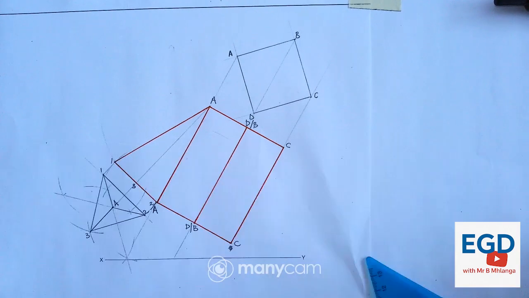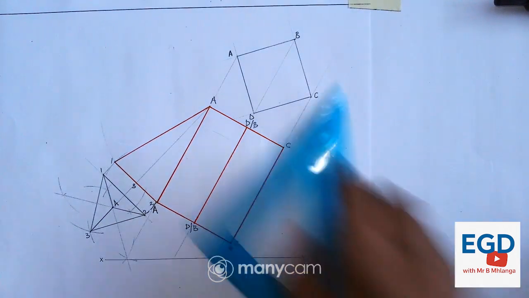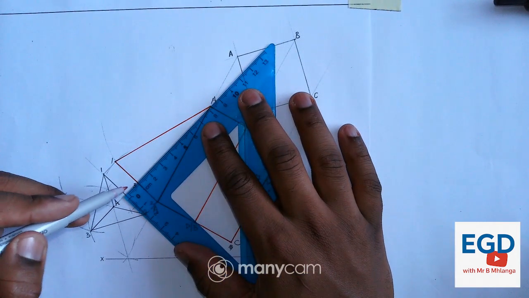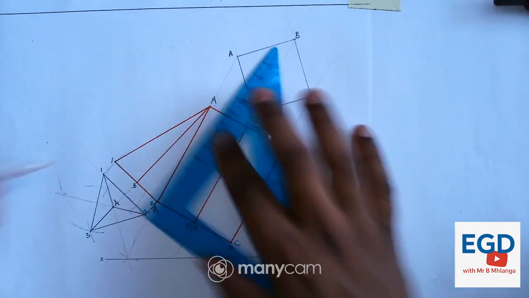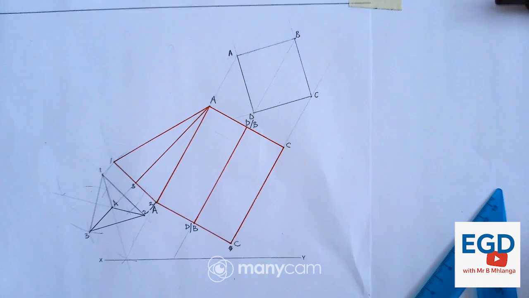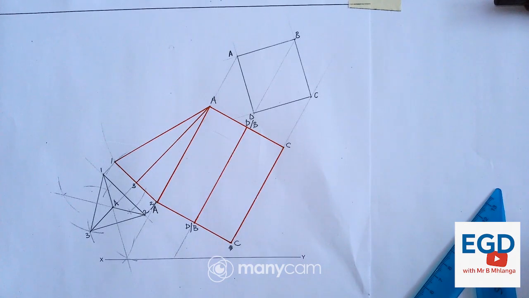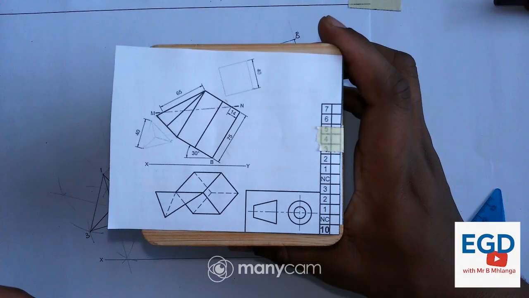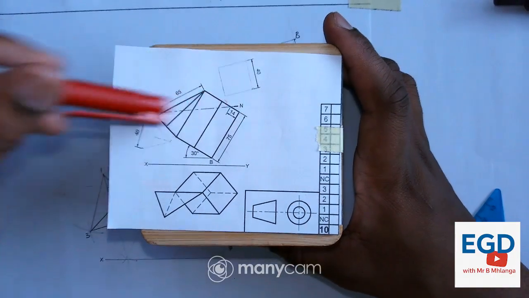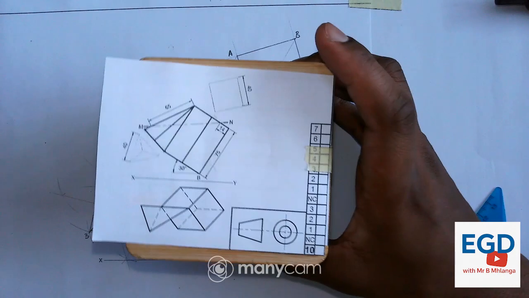Okay, so let me just draw this edge just to complete my front view there. Okay, so this is my complete front view. No, it's not my complete front view. I have to add the cutting plane. Remember, we still have the cutting plane, so I'll have to add the cutting plane.